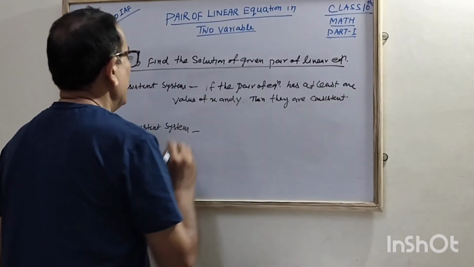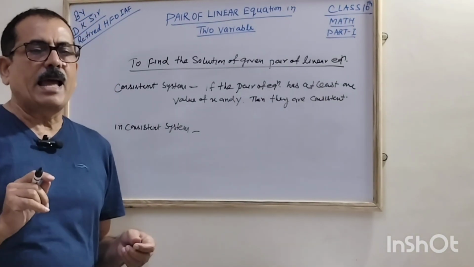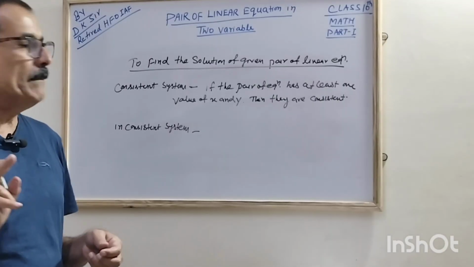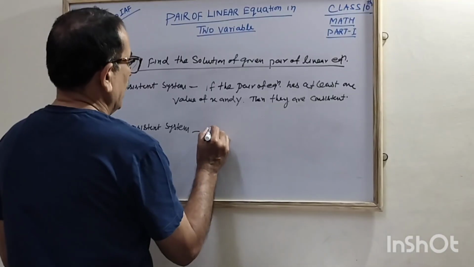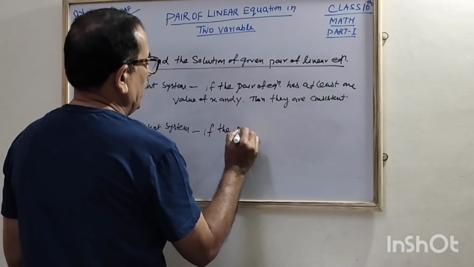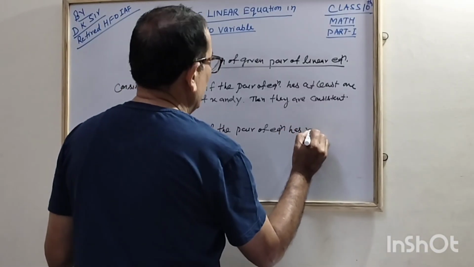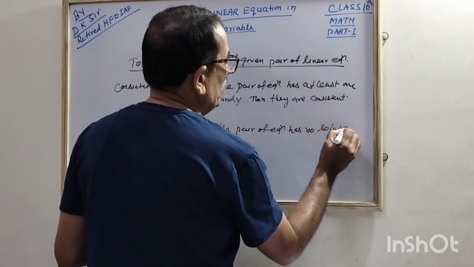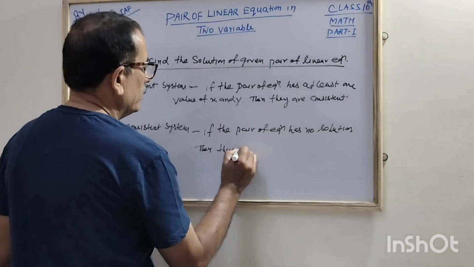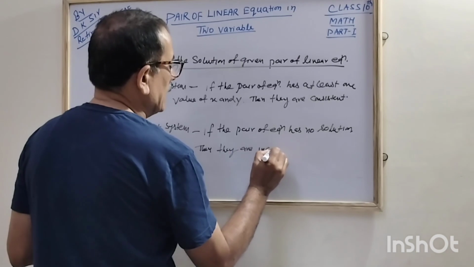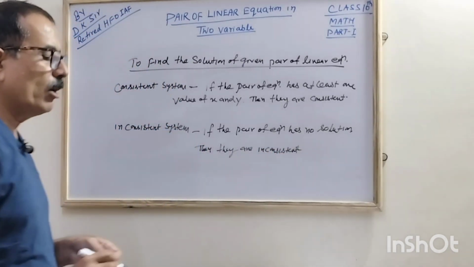It means if you try to find out the values of x and y, and you are getting at least one value of x and one value of y, you will say these equations are consistent. Another, if the pair of equations has no solution, then they are inconsistent. Correct? Inconsistent. You should be familiar with that.